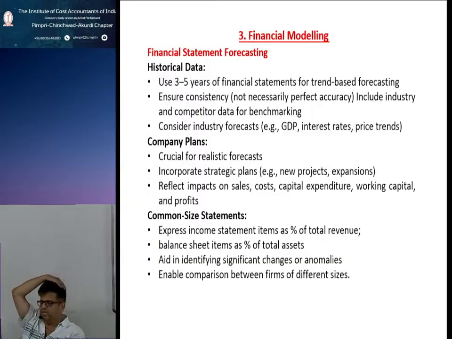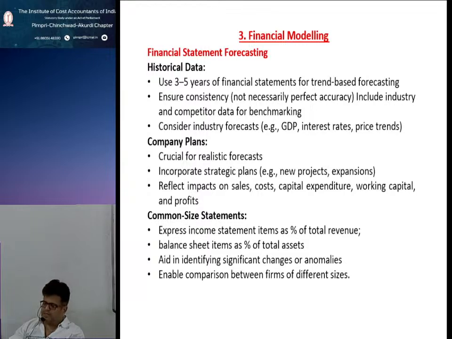So one of the key bases of financial statement forecasting is the common size statement. Common size statement is nothing but a vertical comparative statement. In that, it expresses each income statement item as a percentage of total revenue and expresses balance sheet items as a percentage of total assets.